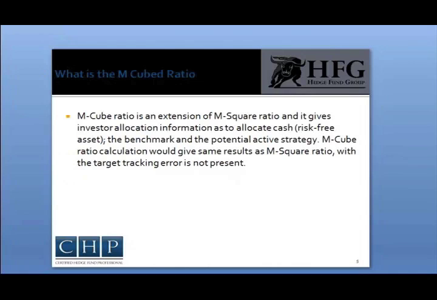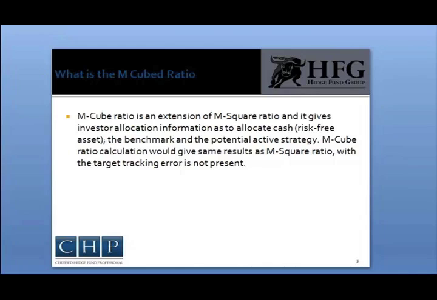The m-cubed ratio is an extension of the m-squared ratio, and it gives an investor allocation information on how to allocate among cash, the benchmark, and the potential active strategy.